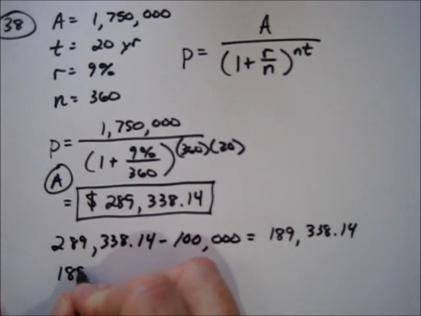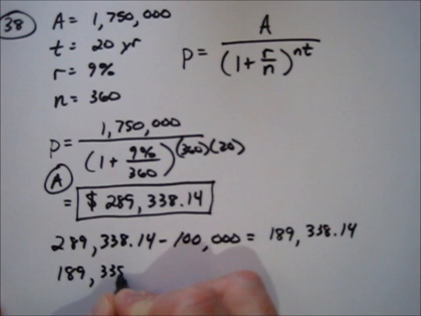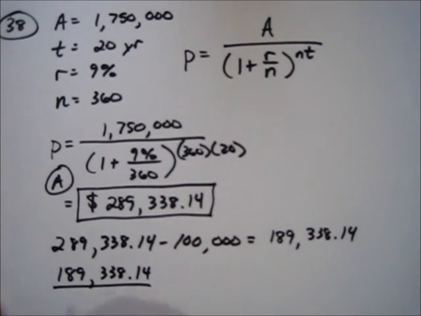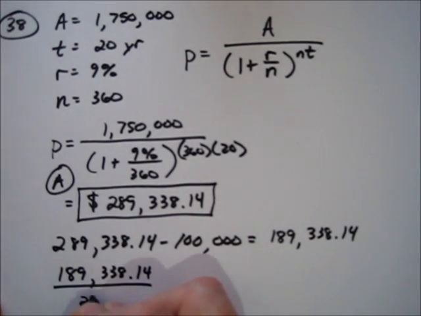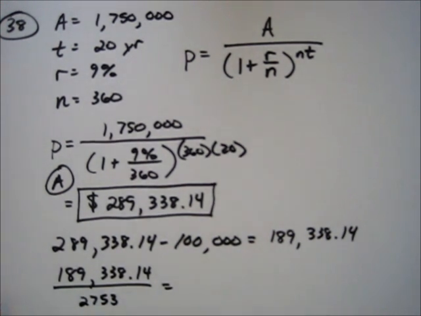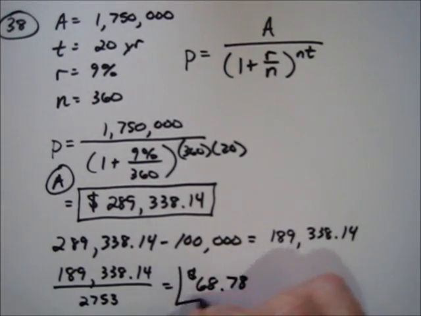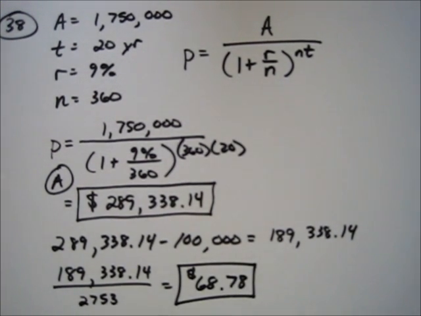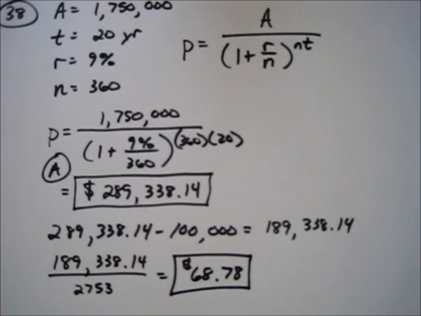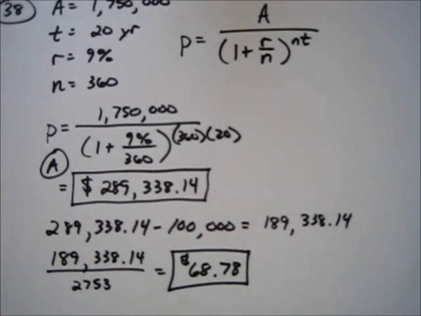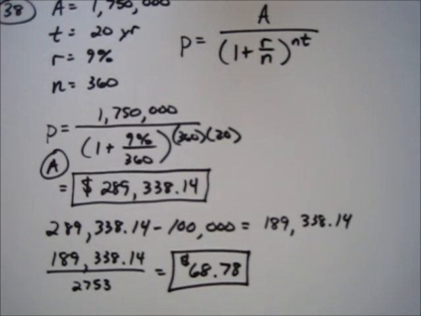We know how many homeowners there are. So if we take the $189,338.14 and divide it evenly among the homeowners, we get $68.78, which is how much they would need to assess in charges to every single homeowner in order to have the amount of money necessary in 20 years in order to build the new water tower.